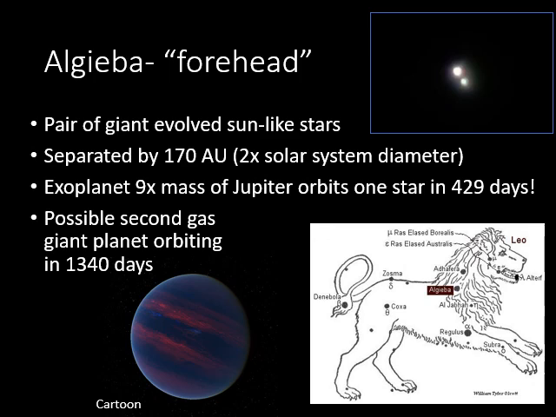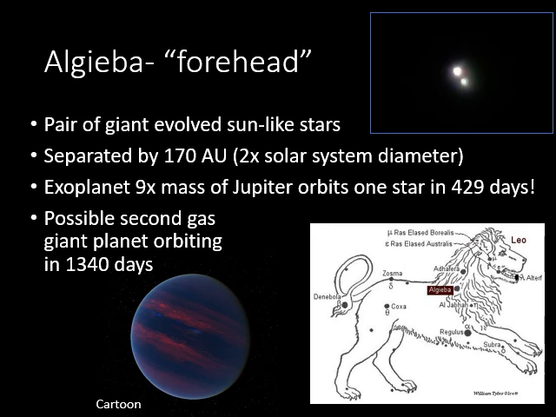There's also some data that suggests that there might be a possible second gas giant planet orbiting quite a bit further away. So if there's a second planet there, it would be orbiting in like 1340 days. So it would be much further out than the first exoplanet is. But kind of neat to be able to just go outside, look for a bright star, and know that there's at least one planet orbiting around it.